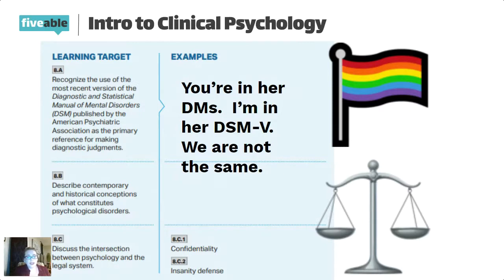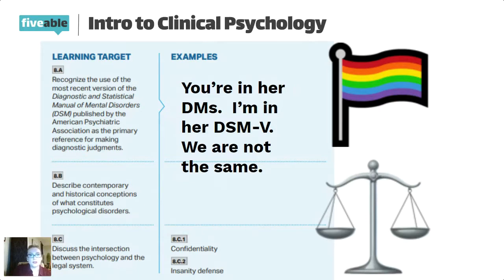So 8C says discuss the intersection between psychology and the legal system. Well, the legal system is all about punishing individuals who have wronged society, or I guess giving them a consequence so that way they can change their behavior, right? Well, if someone has a legitimate medical problem, a disorder, it's difficult to hold them accountable, at least in the same way that you would hold someone accountable who does not have that disorder.